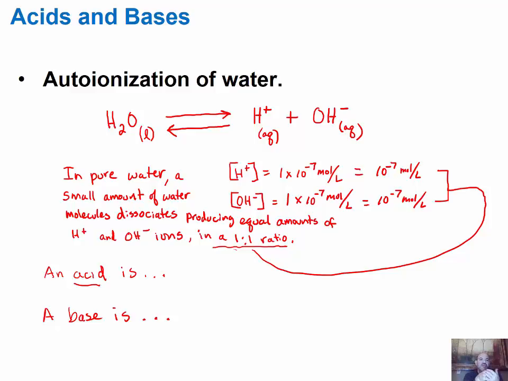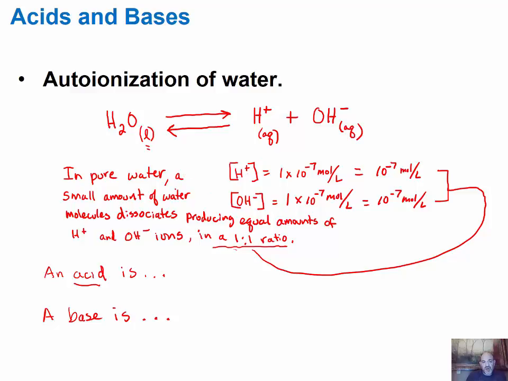We're now going to look at the acids and bases, and we're going to first look at autoionization of water. So it turns out that pure water, which is liquid, will autoionize: a small fraction of the water molecules in a sample will break up into ions. You get hydrogen ions and hydroxide ions. And for every water molecule that breaks apart, you get exactly one hydrogen ion and one hydroxide ion.